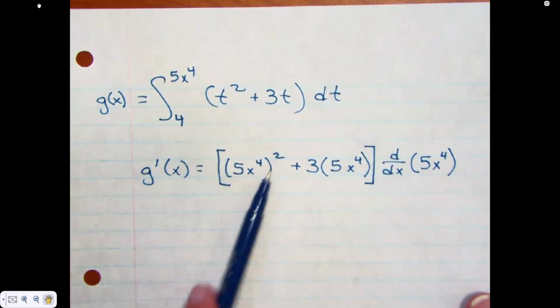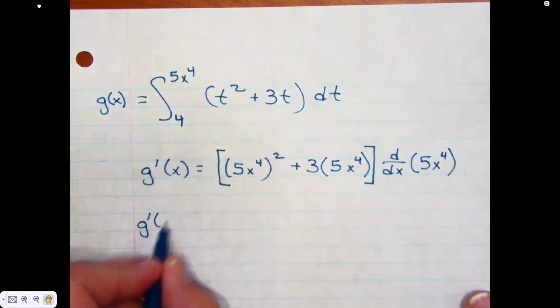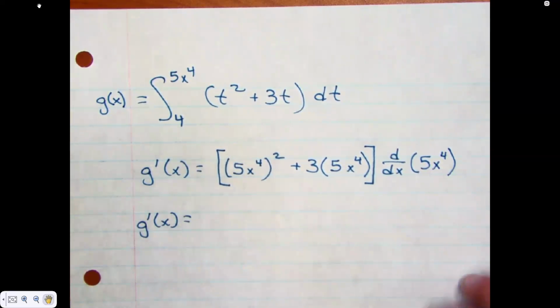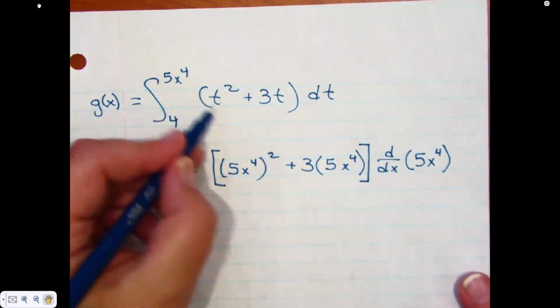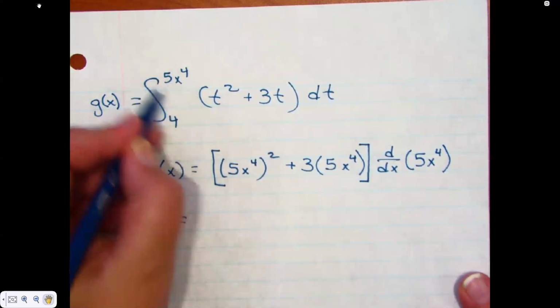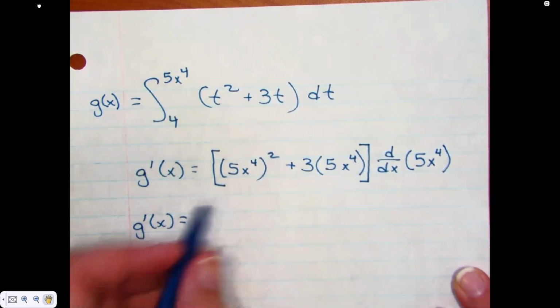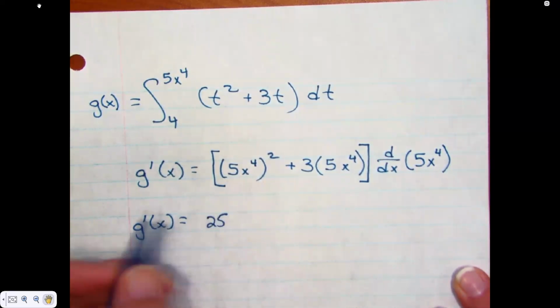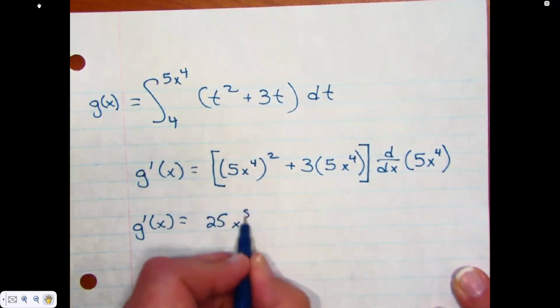Okay, now what is this? Now let's just simplify it. It's not 5x to the 8th. I have to square everything that I'm plugging in, so it's actually going to be 25. Do we see that? I'm plugging in a quantity, I have to square the quantity. So 25x to the 8th.